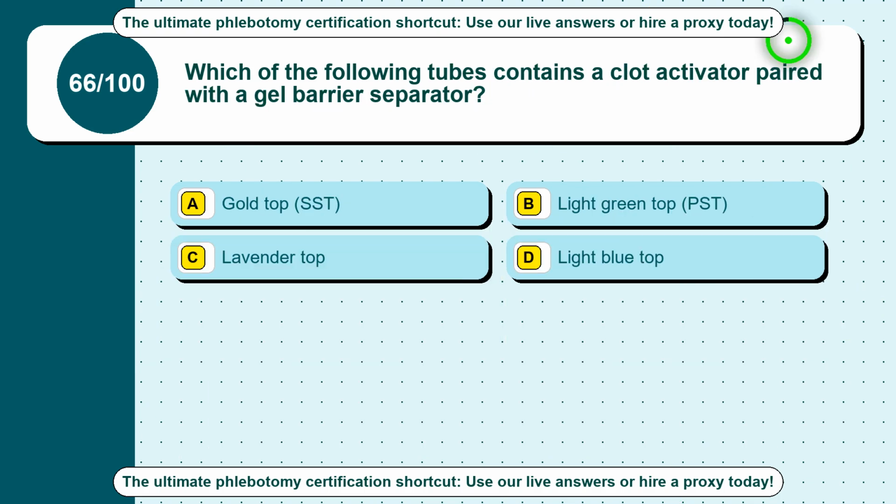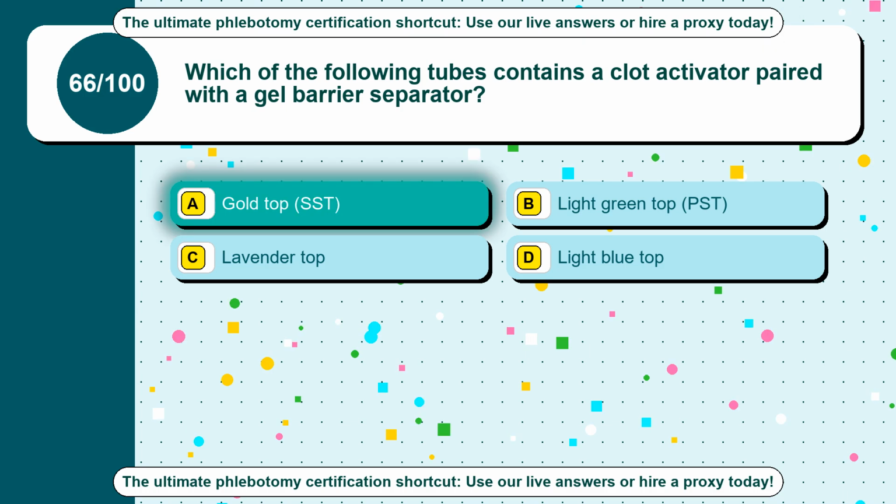Question 66. Which of the following tubes contains a clot activator paired with a gel barrier separator? Option A, gold top, SST. Option B, light green top, PST. Option C, lavender top. Option D, light blue top. The correct answer is option A, gold top, SST.